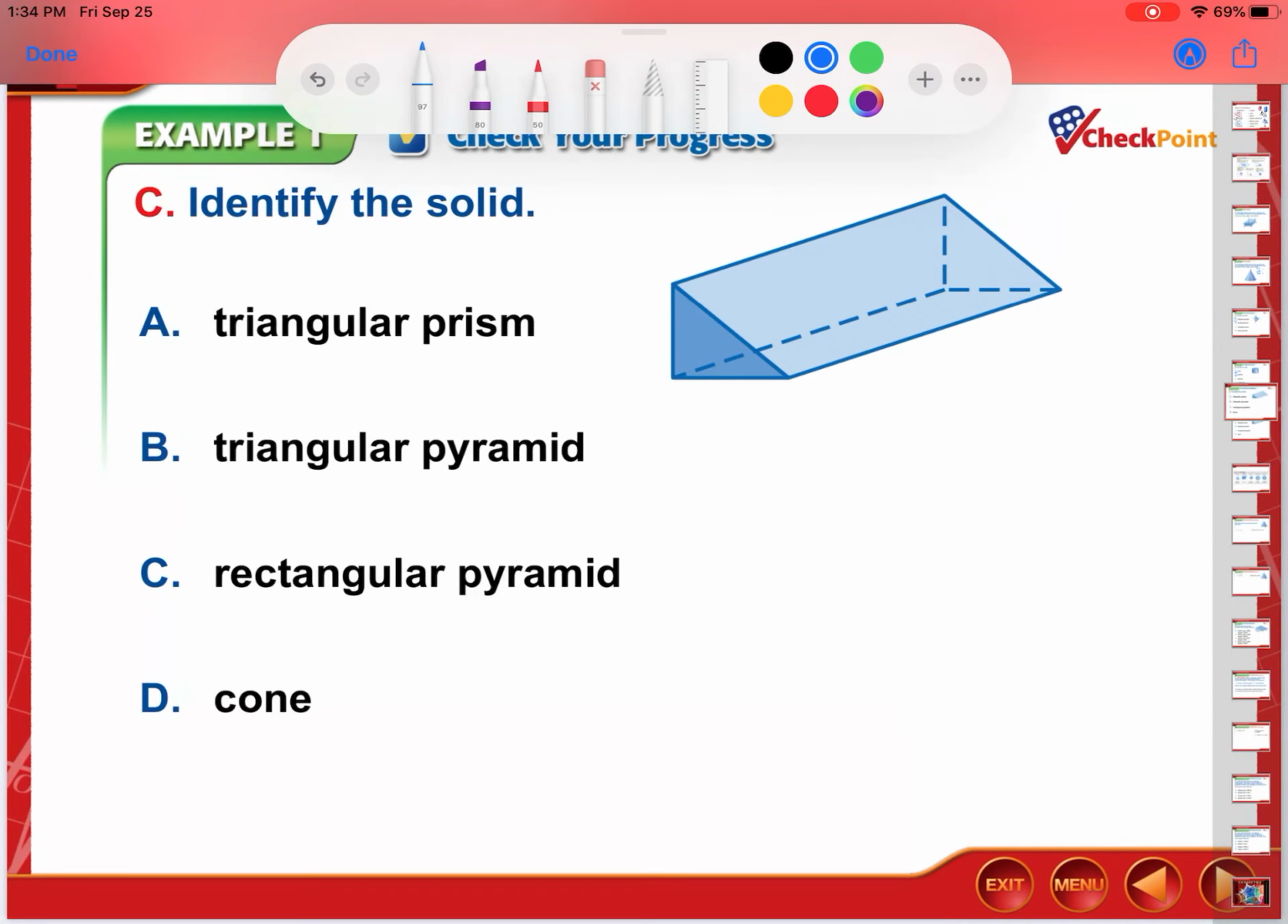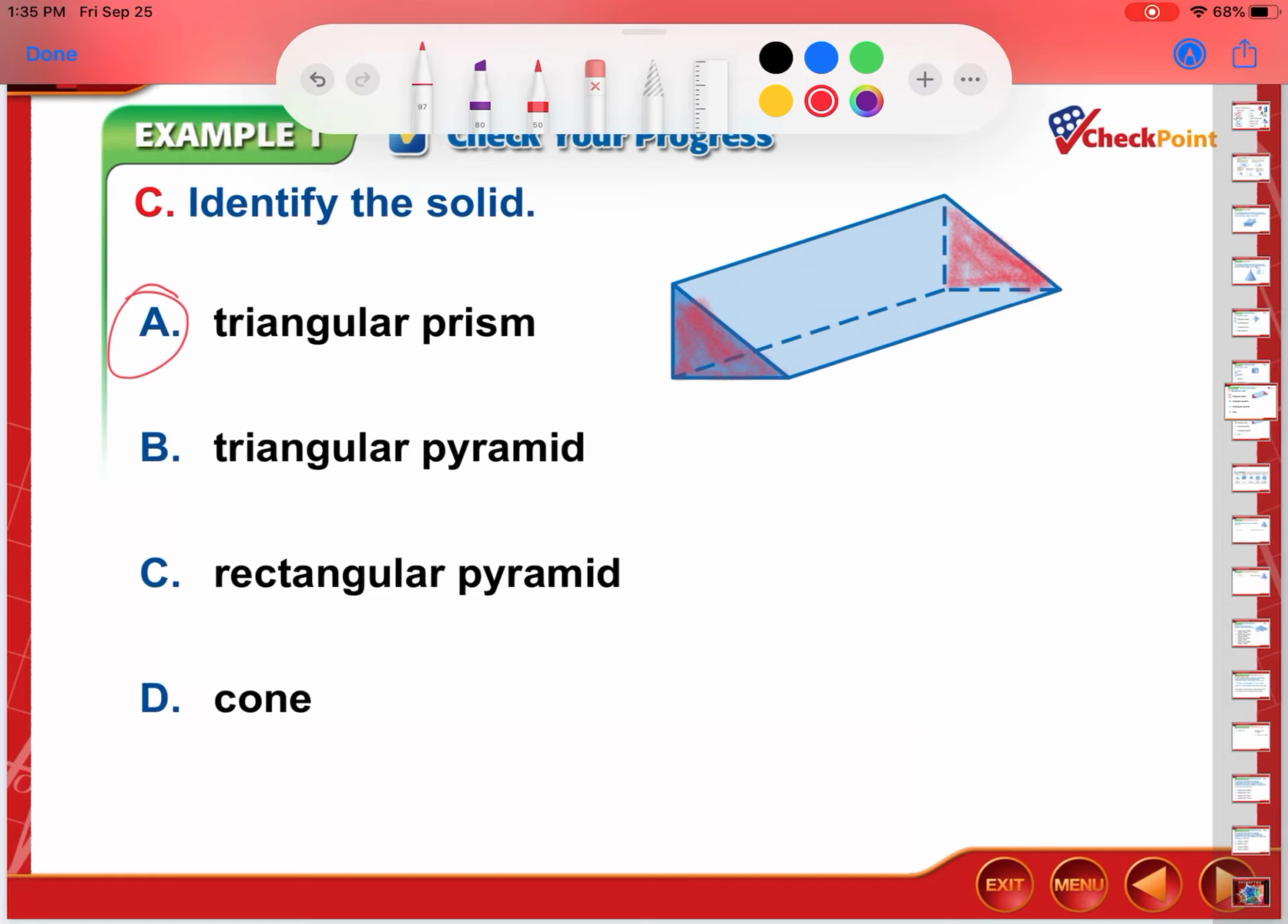So this one, I see that it has 2 triangular bases. So I can color those red. We can see that there's these 2 triangular bases. So anytime I see 2 bases that are a different shape connected by rectangles, I know it's going to be a prism. And I see the first option is triangular prism, so I know that that's it.